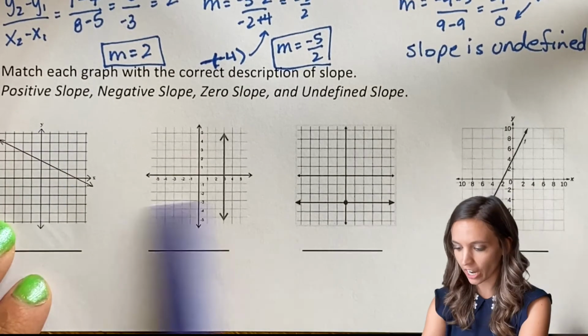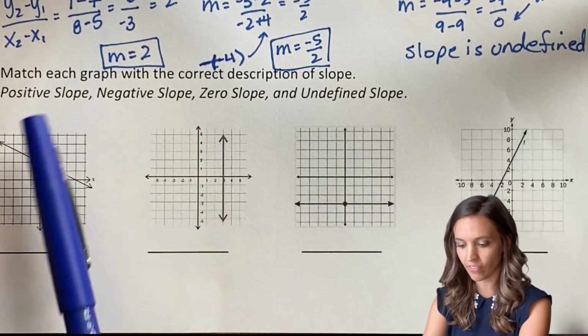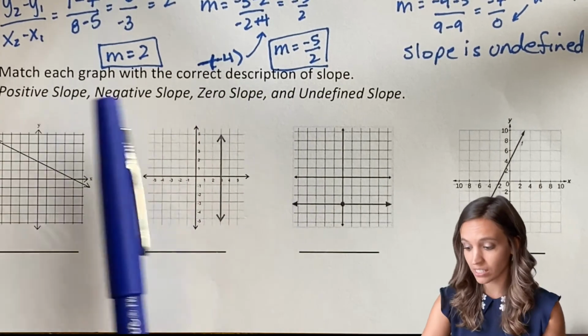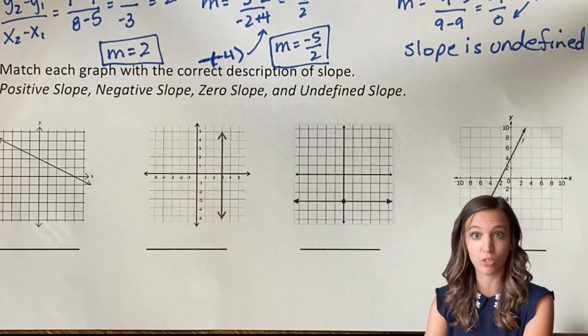Okay, well let's check out this next section. Here we have 4 graphs and they're asking us to match the correct description, positive slope, negative slope, zero slope, or undefined slope to the correct graph.